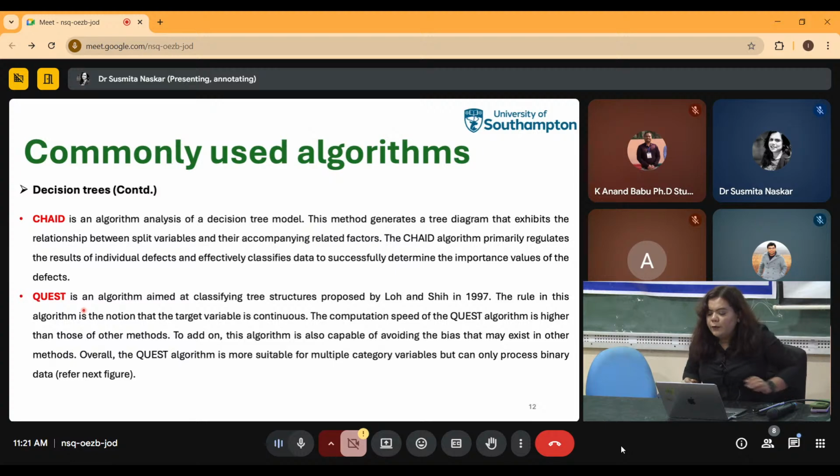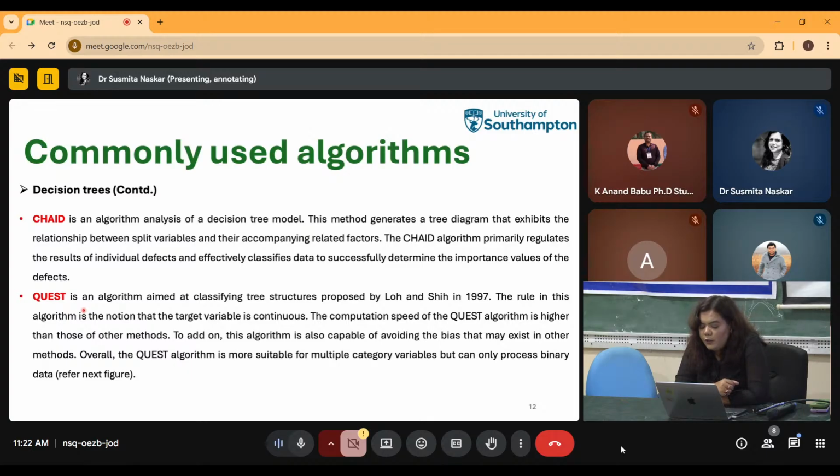If you think about the QUEST model, it is a very efficient statistical tree designed for classification tree structures, and it is built on the idea that the target variable is continuous. So for a continuous target variable, we generally use this one. One of the major strengths of QUEST models is that they are very computationally efficient. The computational speed is very good, much faster than many other methods. Additionally, these models help us reduce the bias in splits. They often challenge the traditional decision tree algorithms. So they are a very quick, unbiased and efficient statistical method.